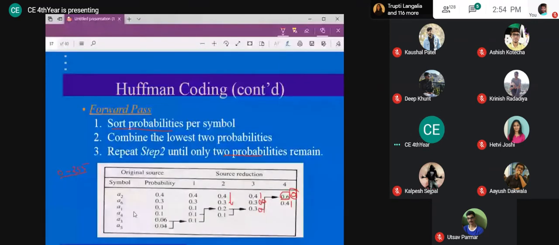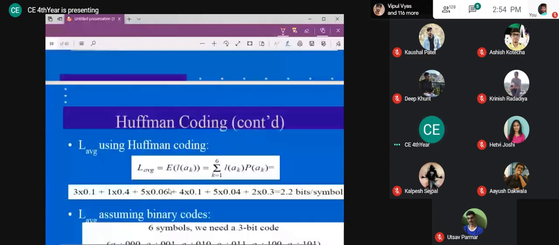Okay. Now, we have to check what average length we obtain. What is the average length? How many bits per pixel did I obtain? It is to represent a pixel. How many bits am I using now on average?